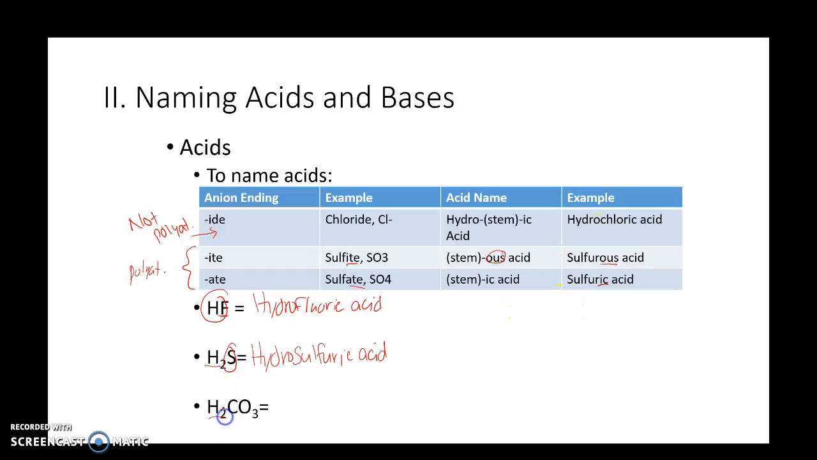So if you have H2, so here's your hydrogen ion, and then you have CO3, so there's our polyatomic, and this is carbonate. Okay, so if it's carbonate, we're going to name this with the IC ending, so this is carbonic acid.